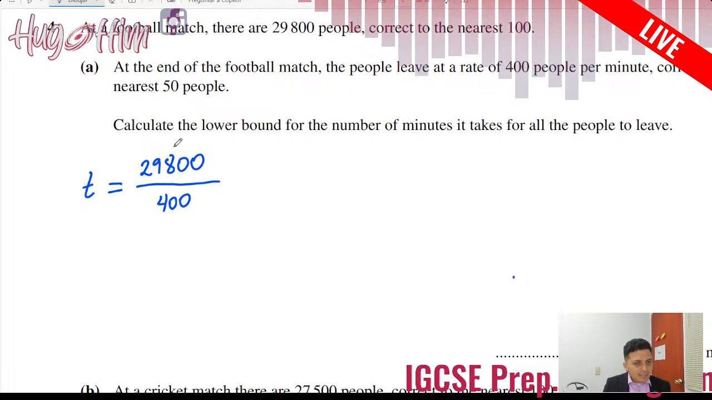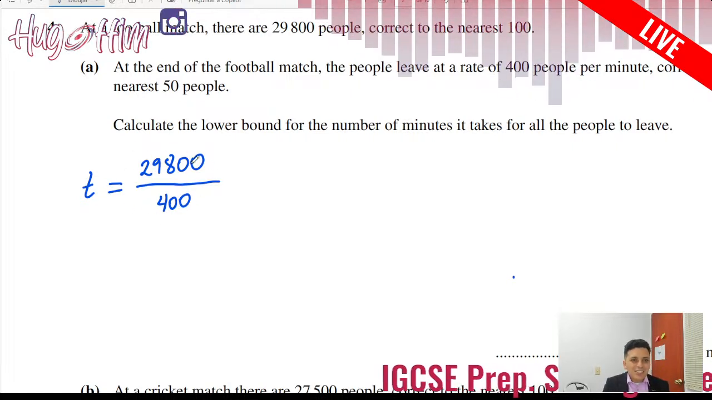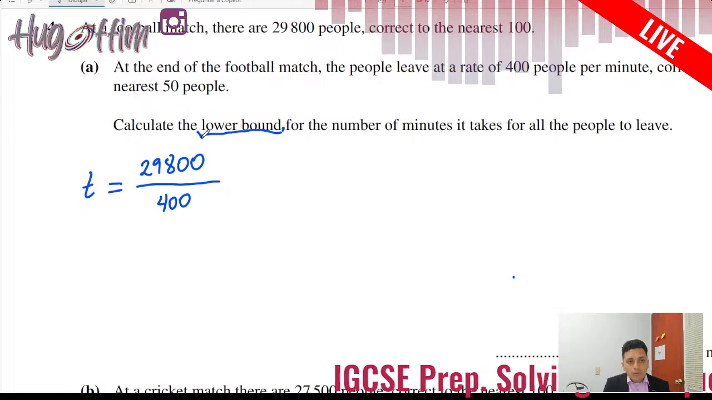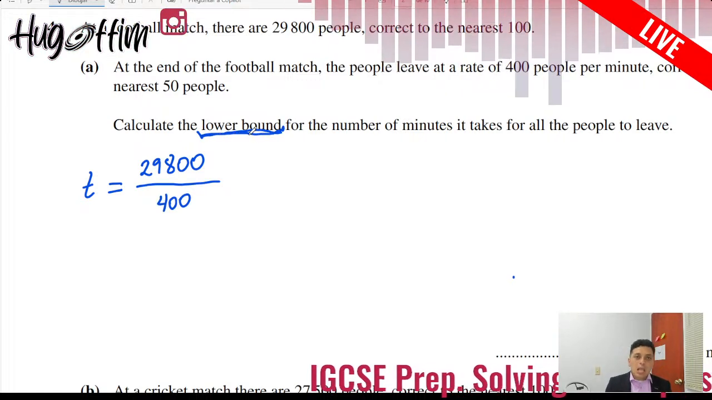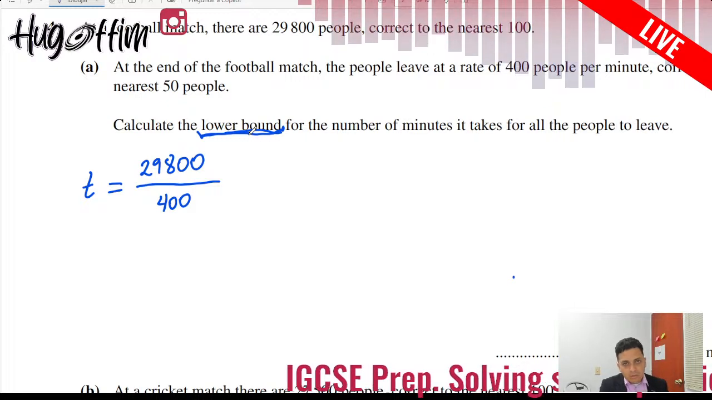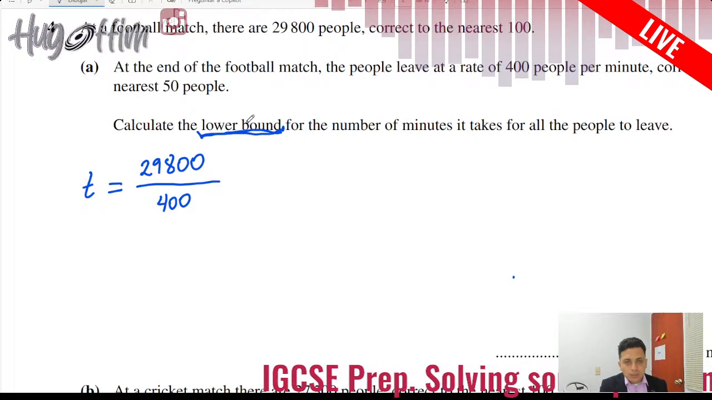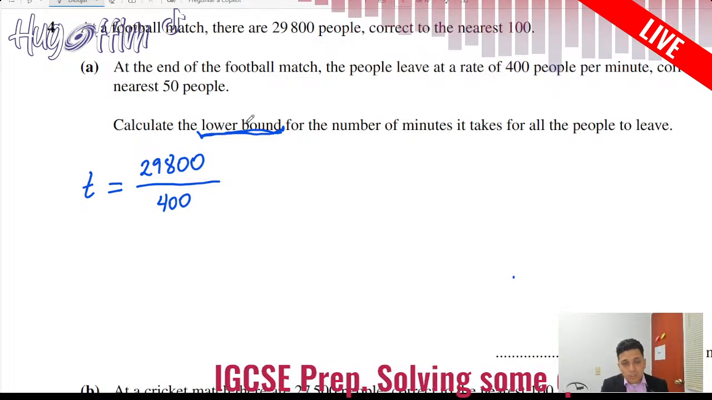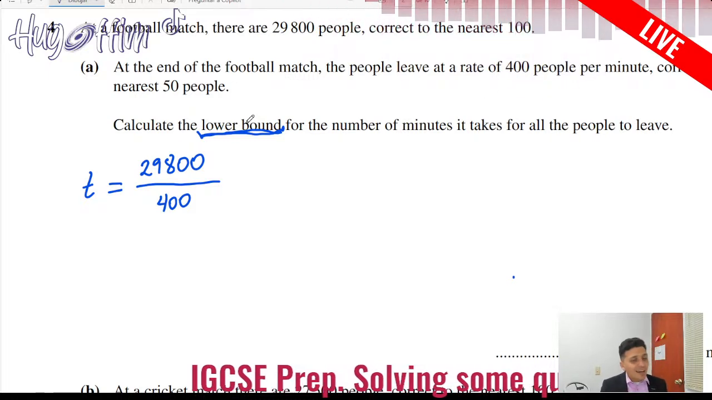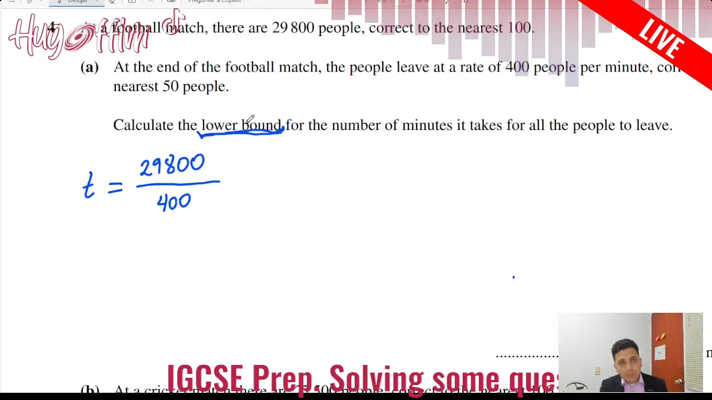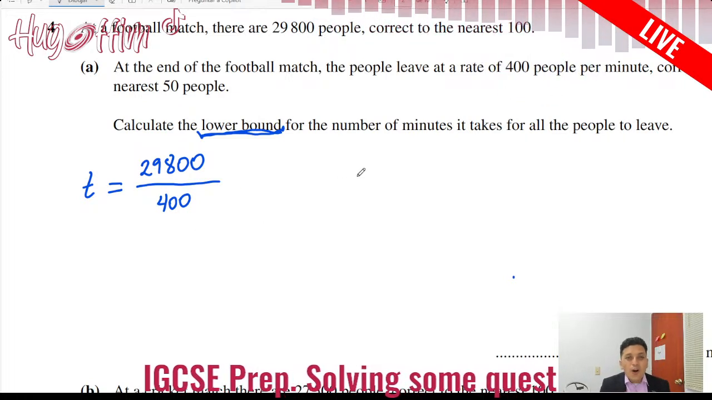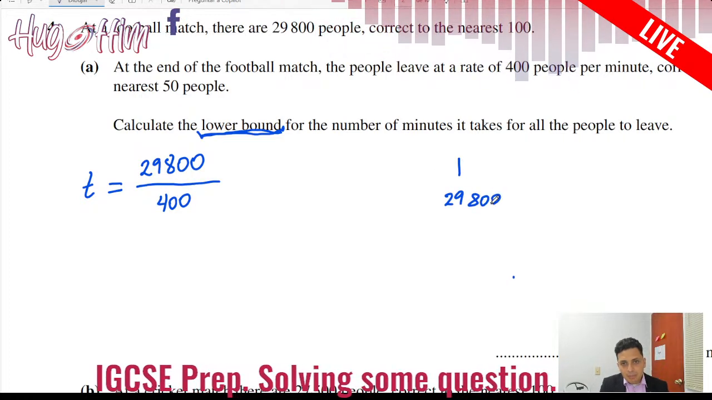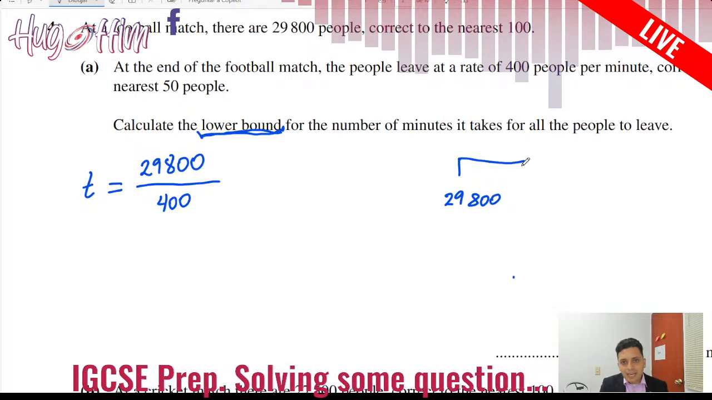This is the main idea. This is the division that you have to perform. But it's asking for the lower bound. And the lower bound means the lowest number of people possible, taking into account that it is corrected to the nearest 100. You have to think how you get the lowest number of people possible. From which values? It says that you have 29,800 people corrected to the nearest 100.